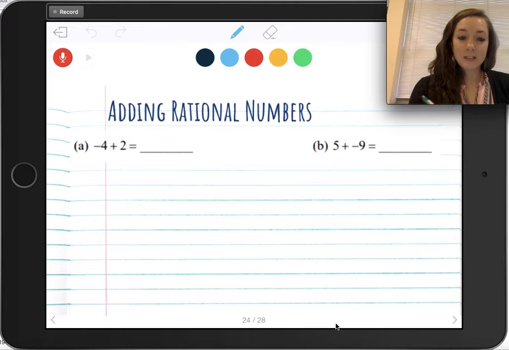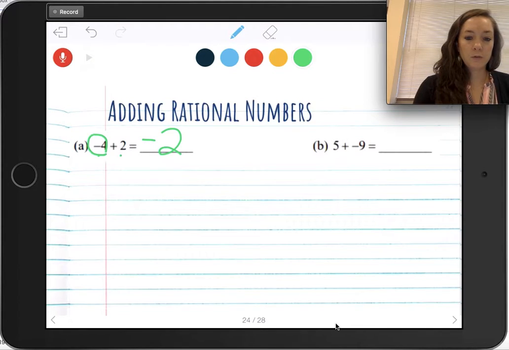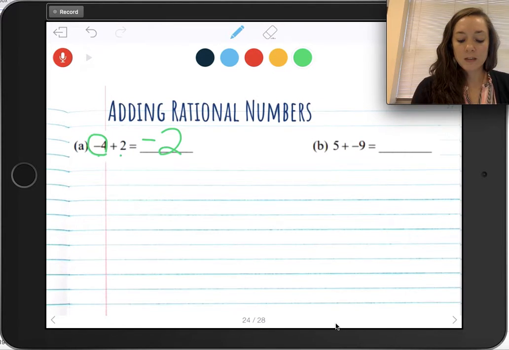Now if I have different signs, I know that these are different signs. One's negative and one's positive. So I'm going to subtract them. 4 minus 2 is 2. 4 is further away from 0, so my answer is negative 2. For B, 5 plus negative 9. They're different signs. 9 minus 5 is 4. We subtract. 9 is further away from 0, so my answer is negative.